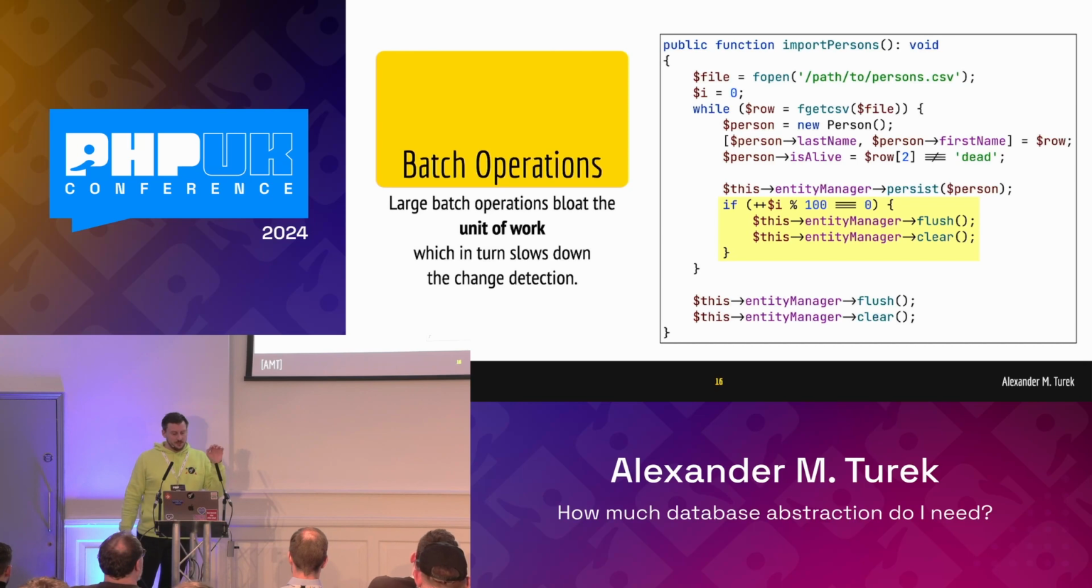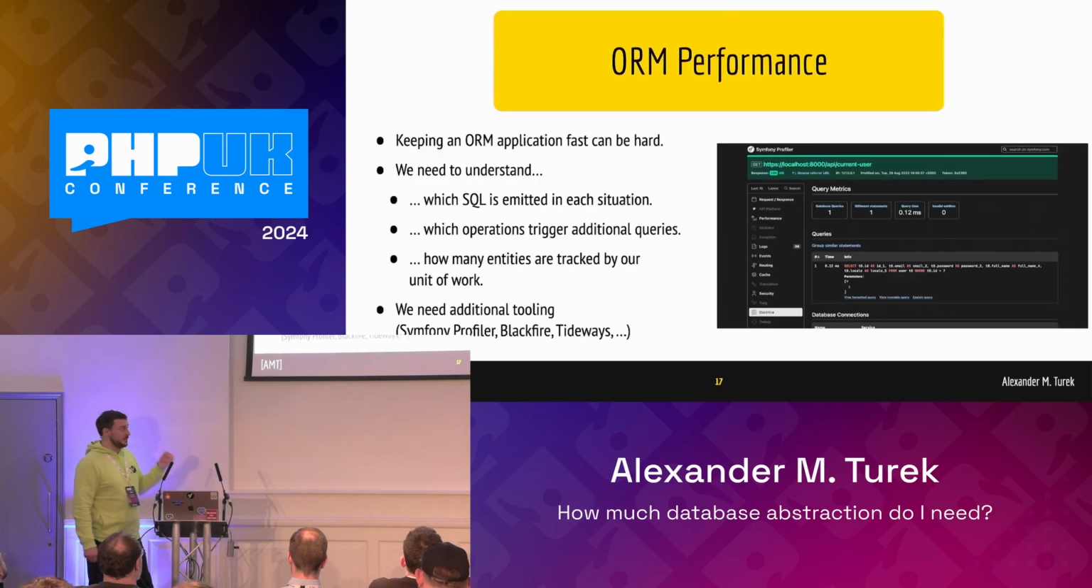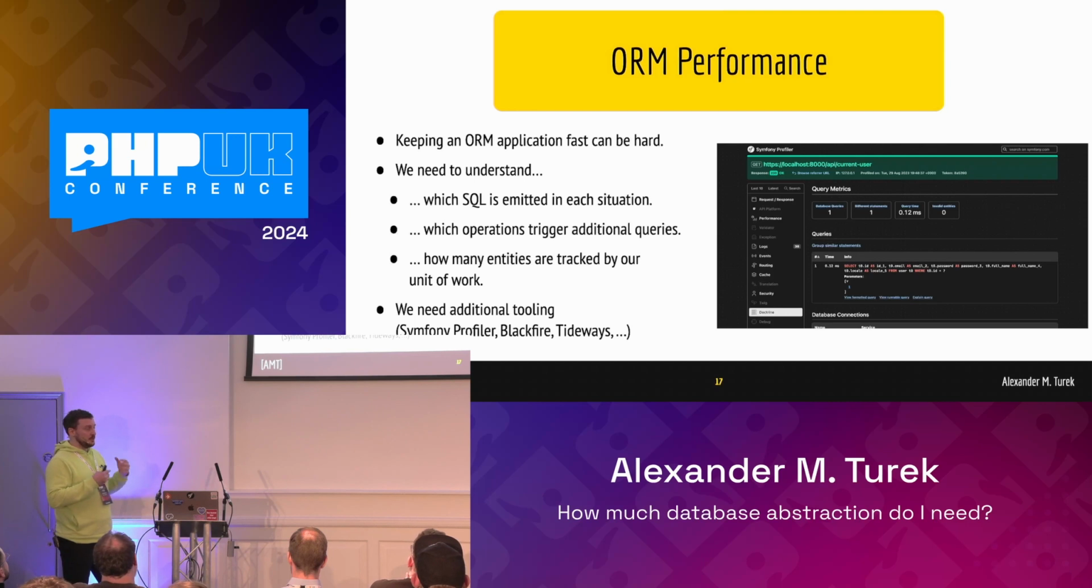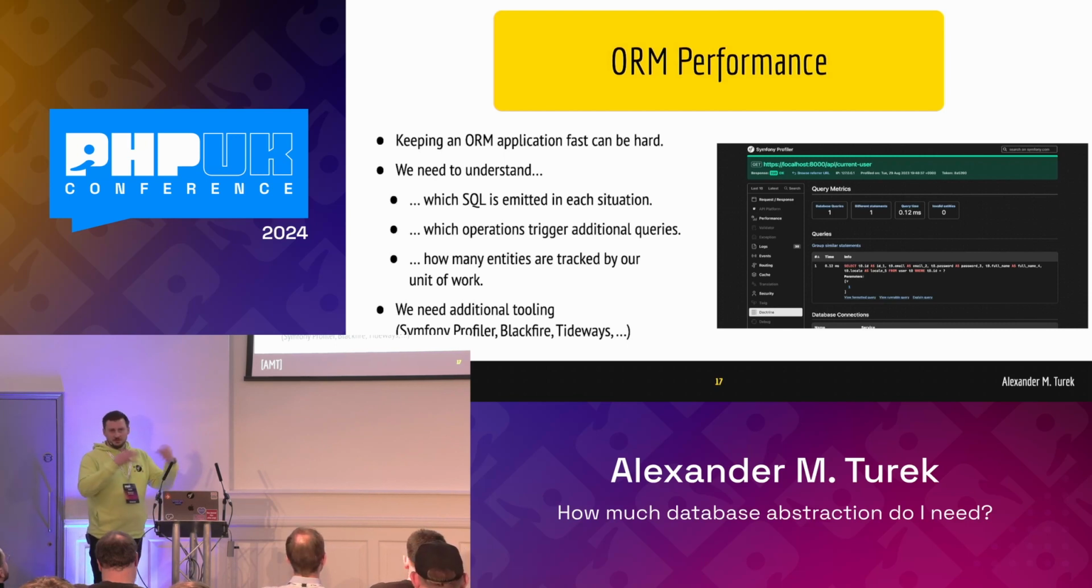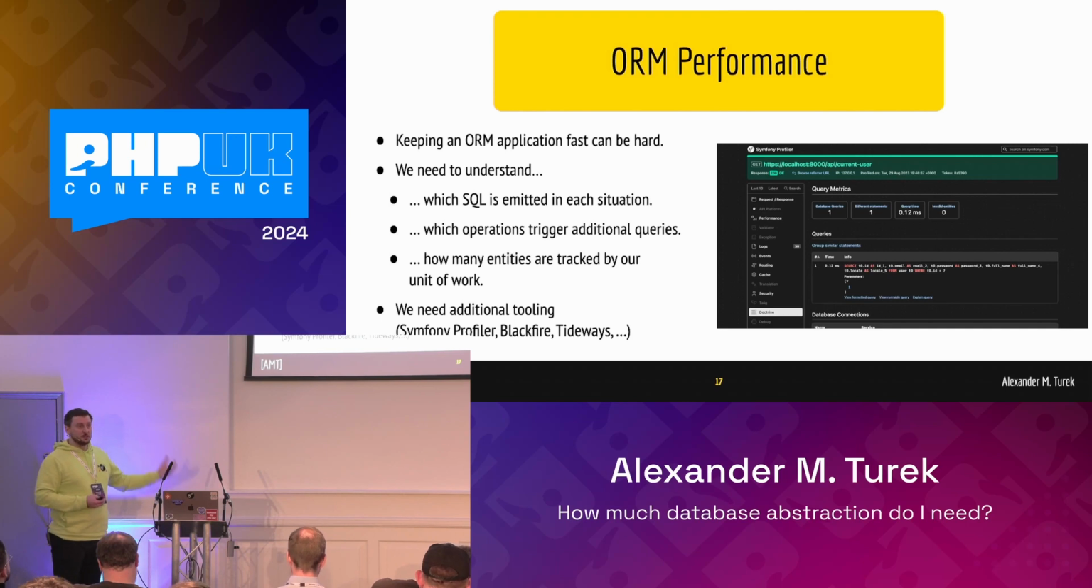But the problem that I want to get at here is that if I want to keep an application that uses the ORM extensively fast and with a low memory profile, then I need to know what it's doing under the hood. I cannot just use it as a black box. I need to know which operation triggers what operation on the database and which operation triggers what in the memory management of the ORM. And I might actually need additional tooling for that.